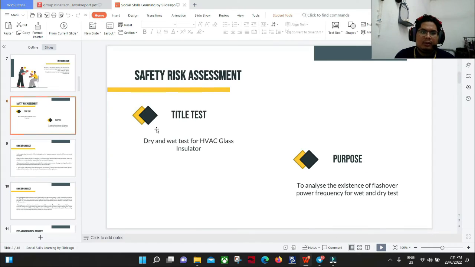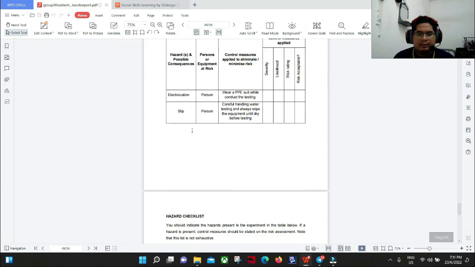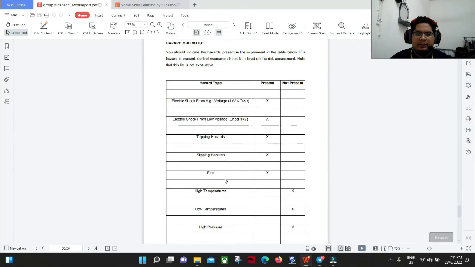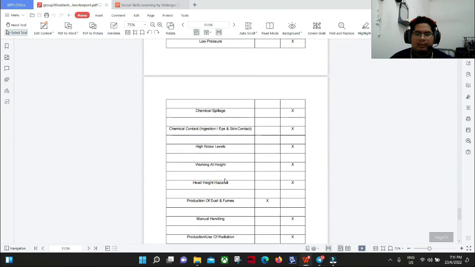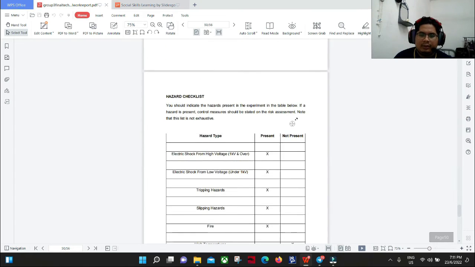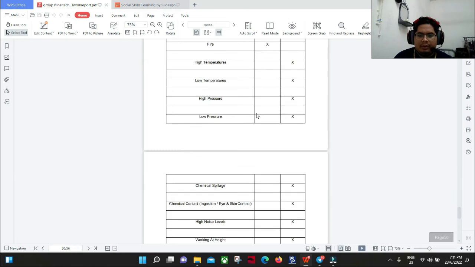Okay, and then we do the hazard checklist. Here is the assessment. There are 2 things that might happen, which are electrocution and slipping. To prevent electrocution, wear a PPE suit while conducting the testing. For slipping, when doing the wet test, carefully handle the water and always wipe the equipment until dry before testing. Okay, this is our hazard checklist. From this we can fill in by using this one.